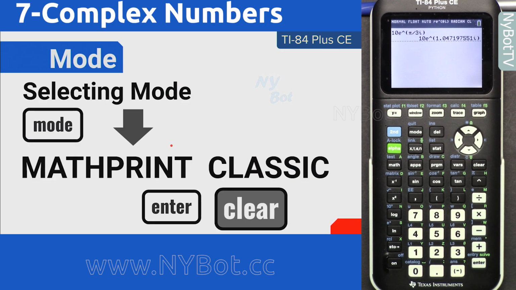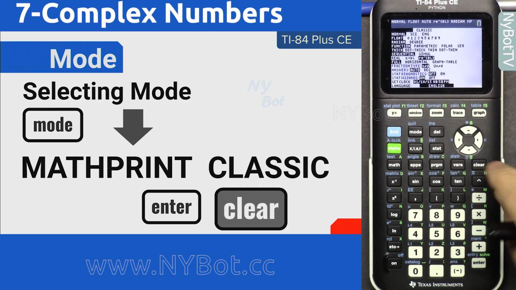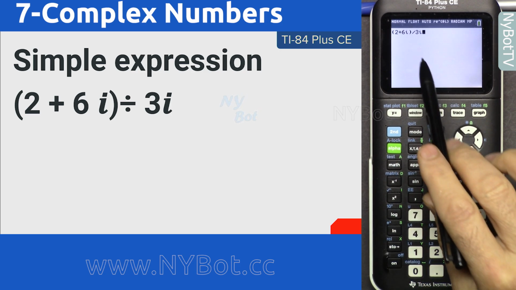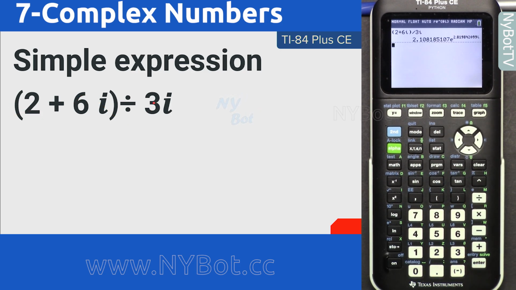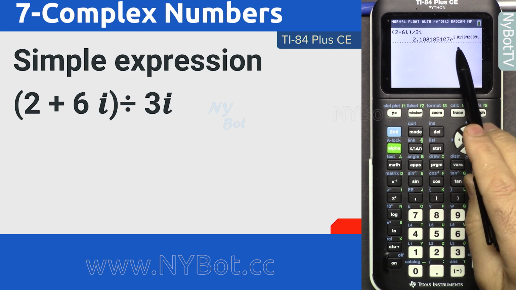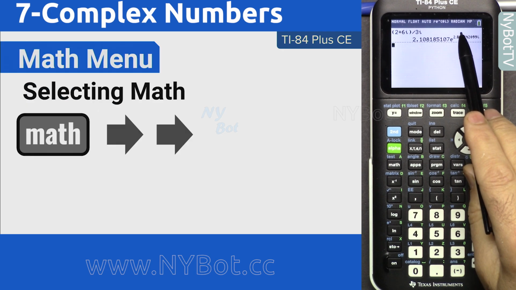Let's go back to math print mode, up, enter, highlight, move to math print, clear. Now a simple expression, 2 plus 6i divided by 3i. So we have to put a parenthesis here, 2 plus 6, second function i, close it, divided by 3, second function i. So this portion does not have a real value. Let's divide it and we get the answer like this with magnitude and angle. Angle is 2.8 something. That's the angle in radian because the unit is in radian.